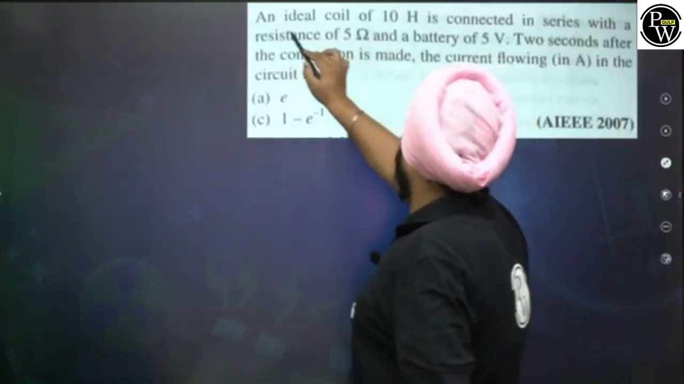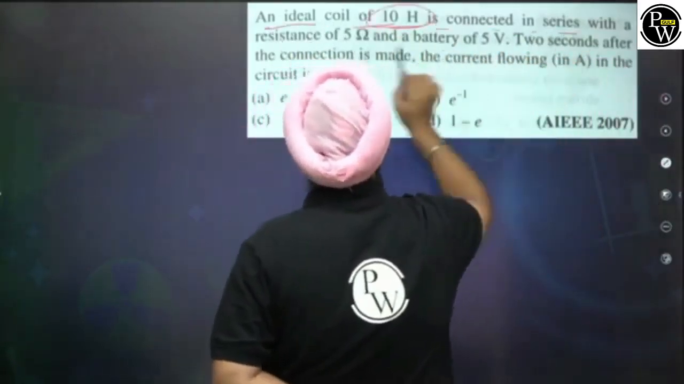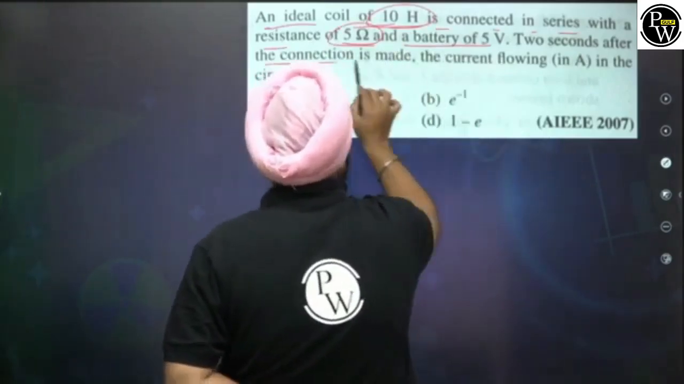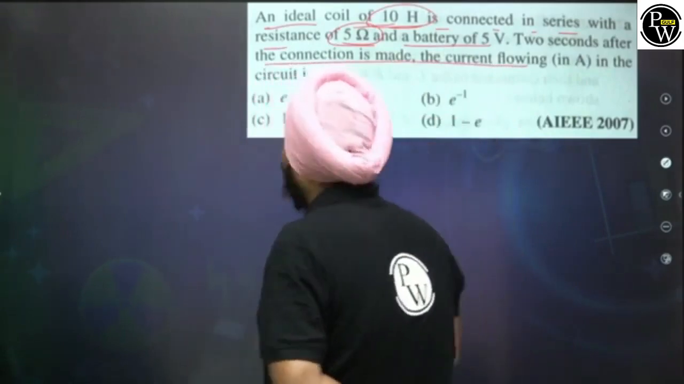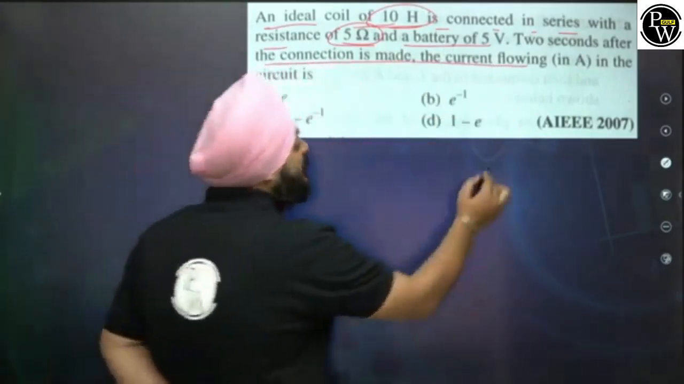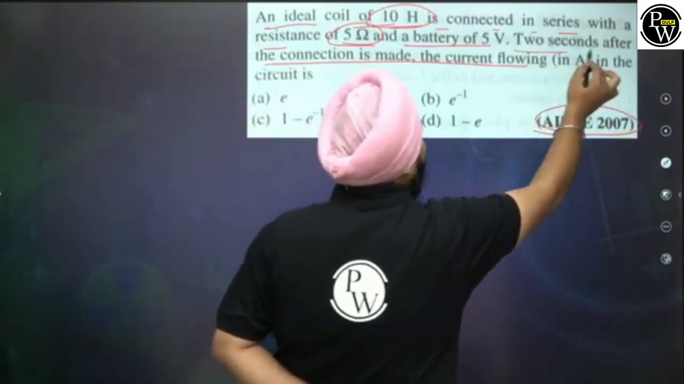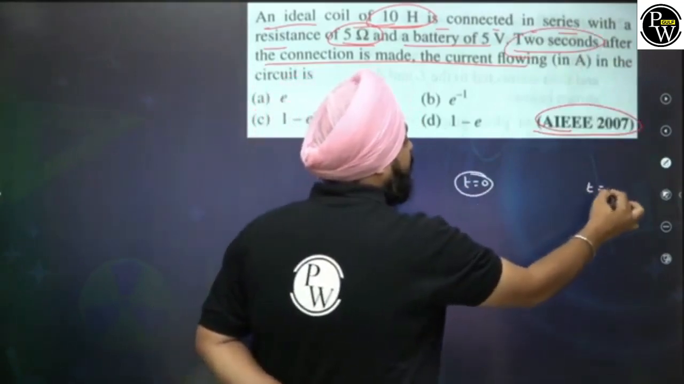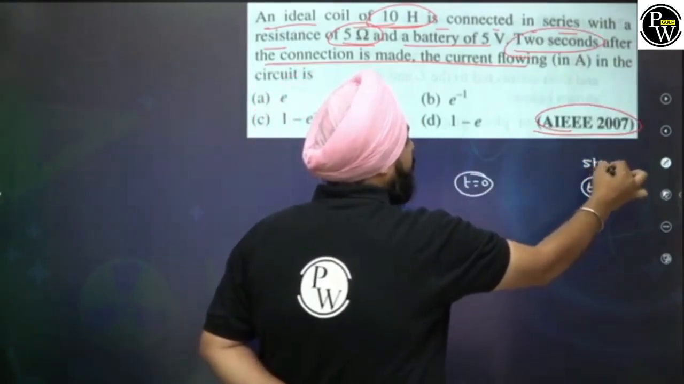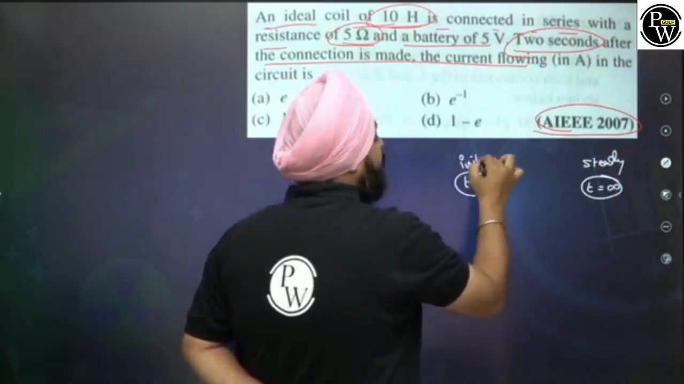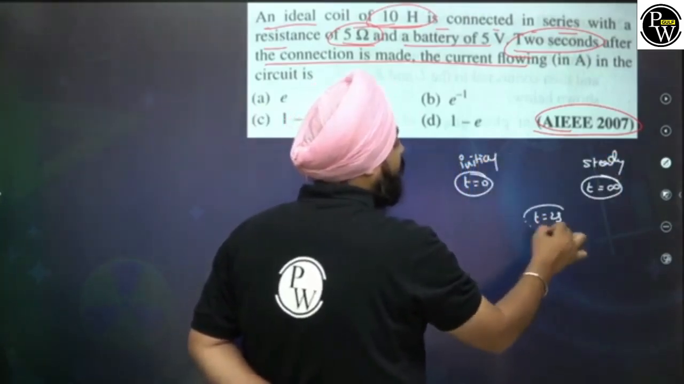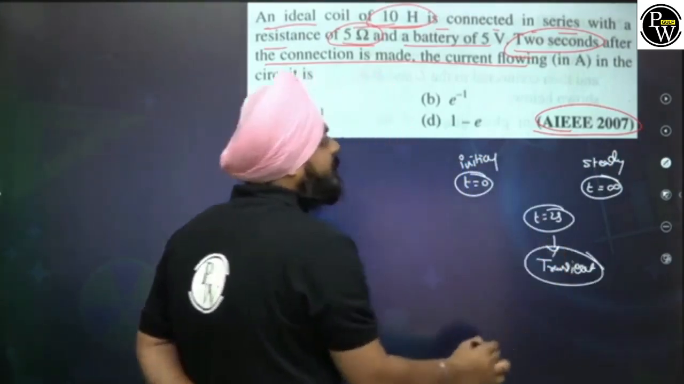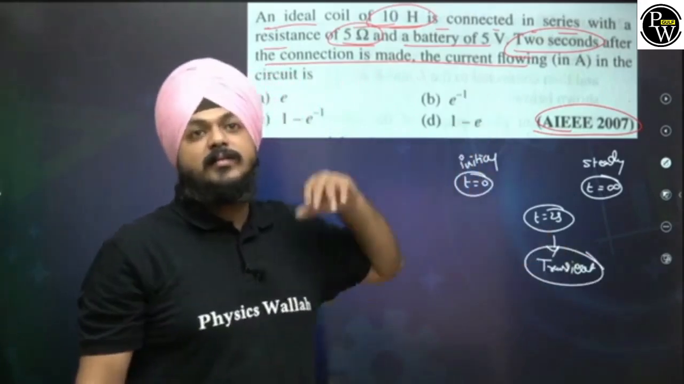An ideal coil of 10 Henry is connected in series with a resistance of 5 ohm and a battery of 5 volt. 2 seconds after it is connected, what is the current flowing in the circuit? This question was asked in 2007, but it is asking 2 seconds after. At t equal to 0 is the initial state, and t equal to infinity is the steady state. They are asking at t equal to 2 seconds, which means it is a transient state. In this state the battery is connected, which means the rise of current is taking place.